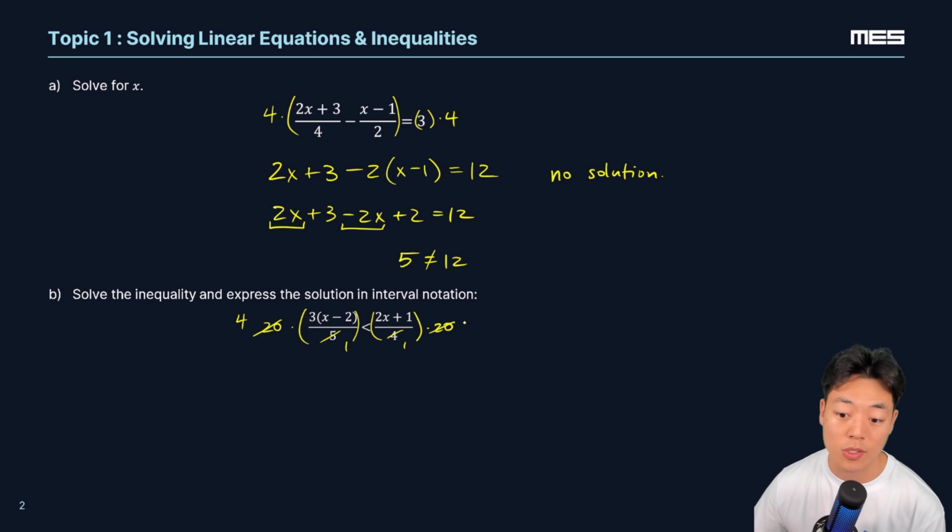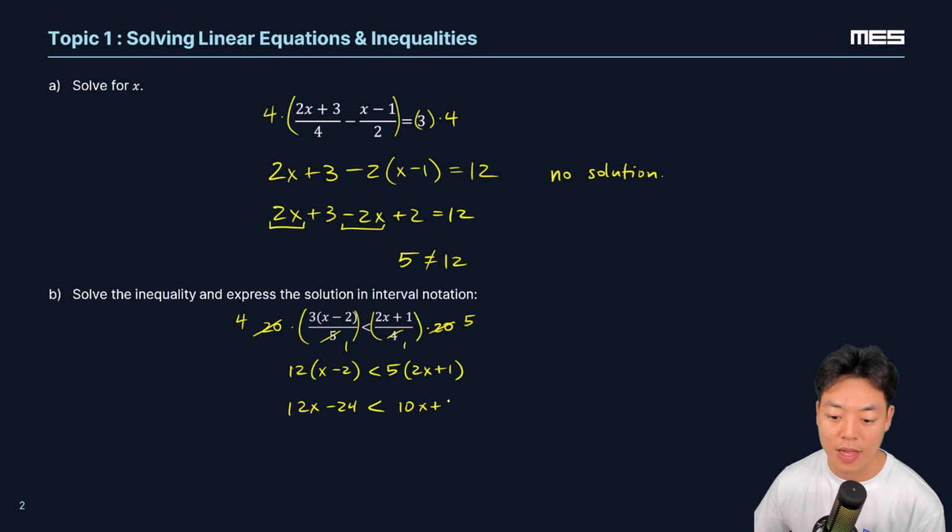20 and 4 cancel, leaving a 5. Now, 4 times 3 is 12. So we have 12 times x minus 2 is going to be less than 5 times 2x plus 1. And now we distribute completely. We get 10x plus 5 on the right.